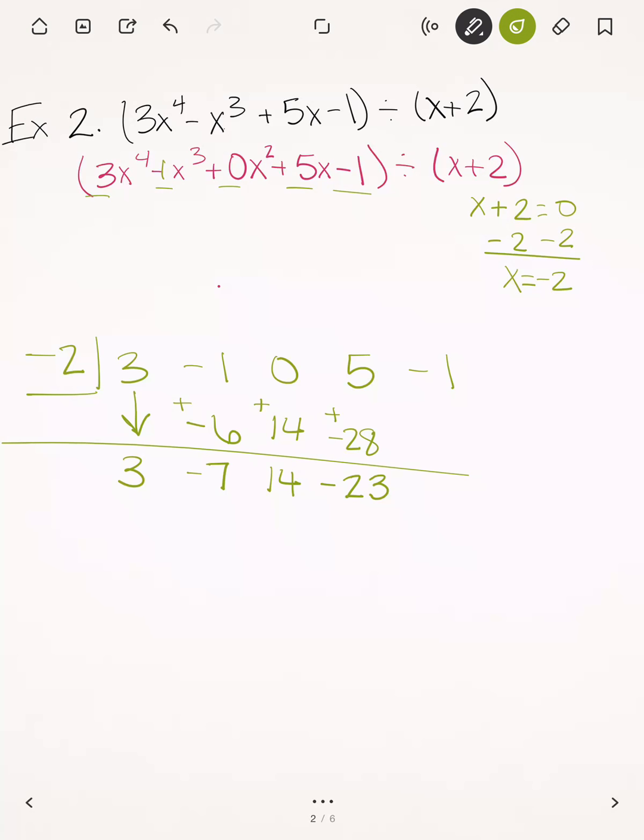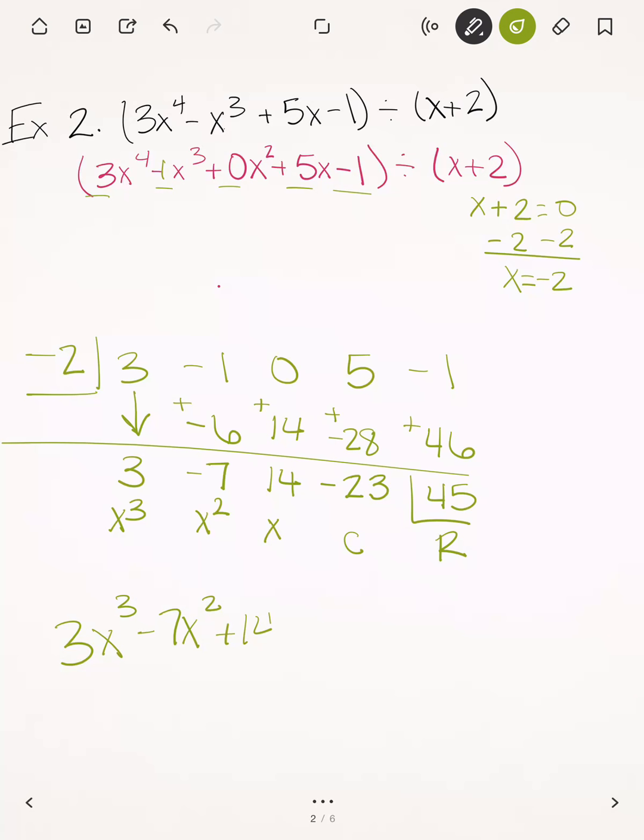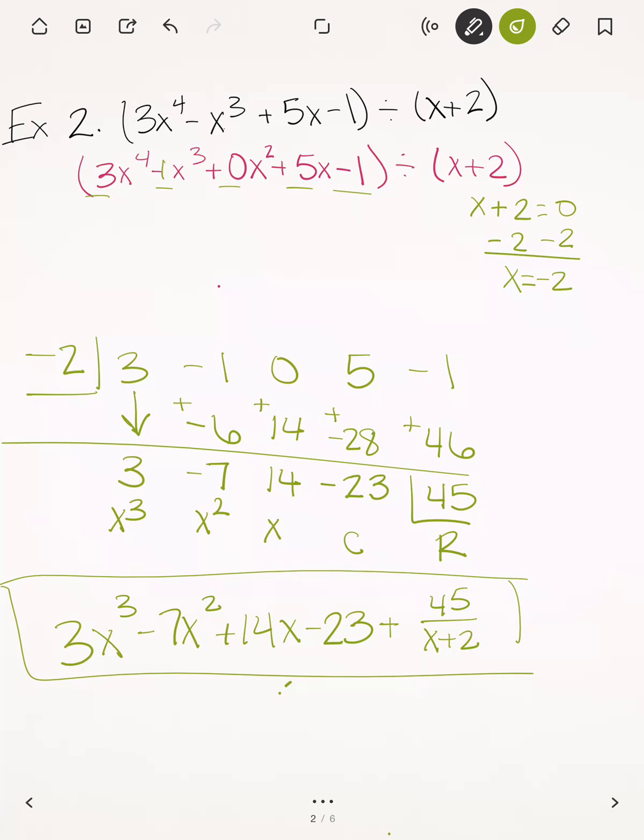And then I multiply again. Negative 2 times negative 23 is positive 46. I add: negative 1 plus 46 is a positive 45. This is my remainder, then my constant, my x squared, my x cubed. So I write my answer: 3x cubed minus 7x squared plus 14x minus 23 plus 45 over my divisor, which was x plus 2. And there's my answer when I divide. Again, I'd get the same answer if I did long division.